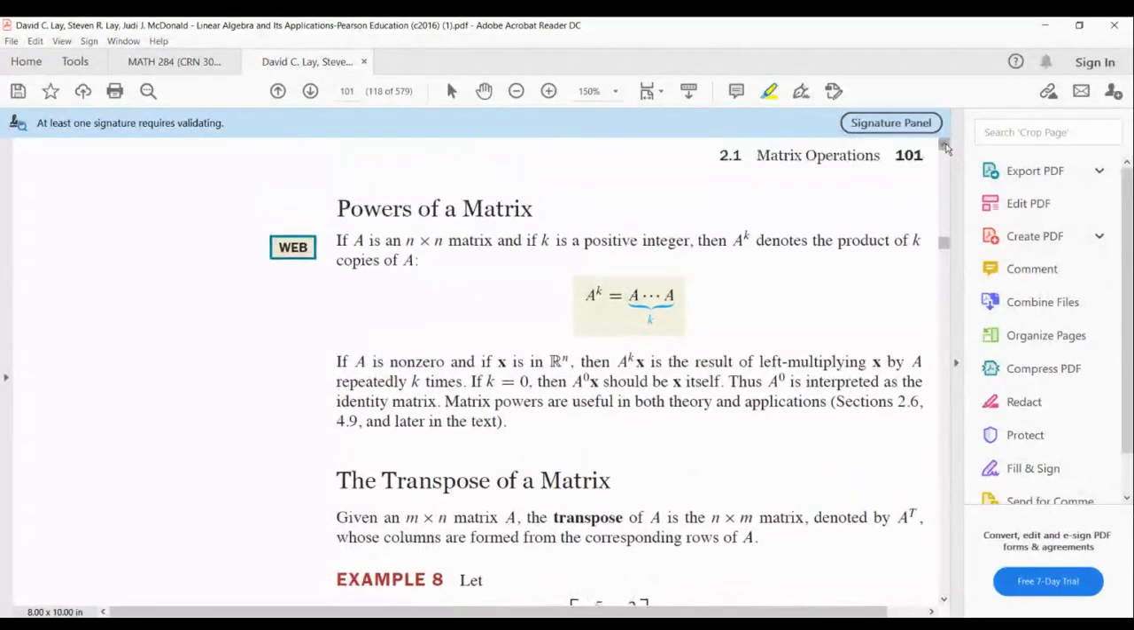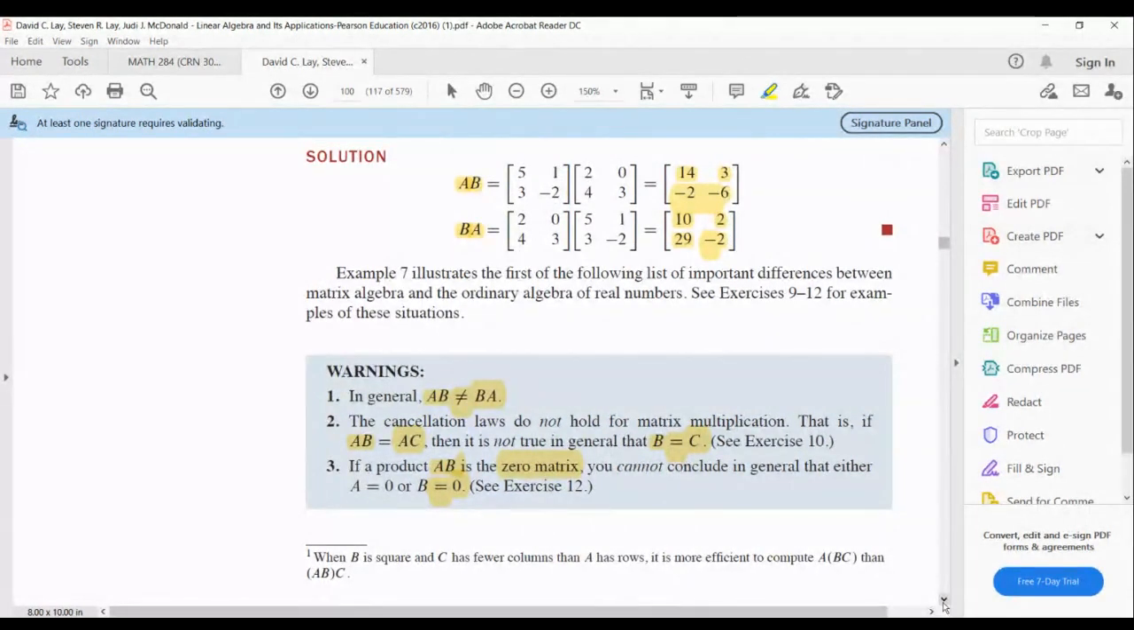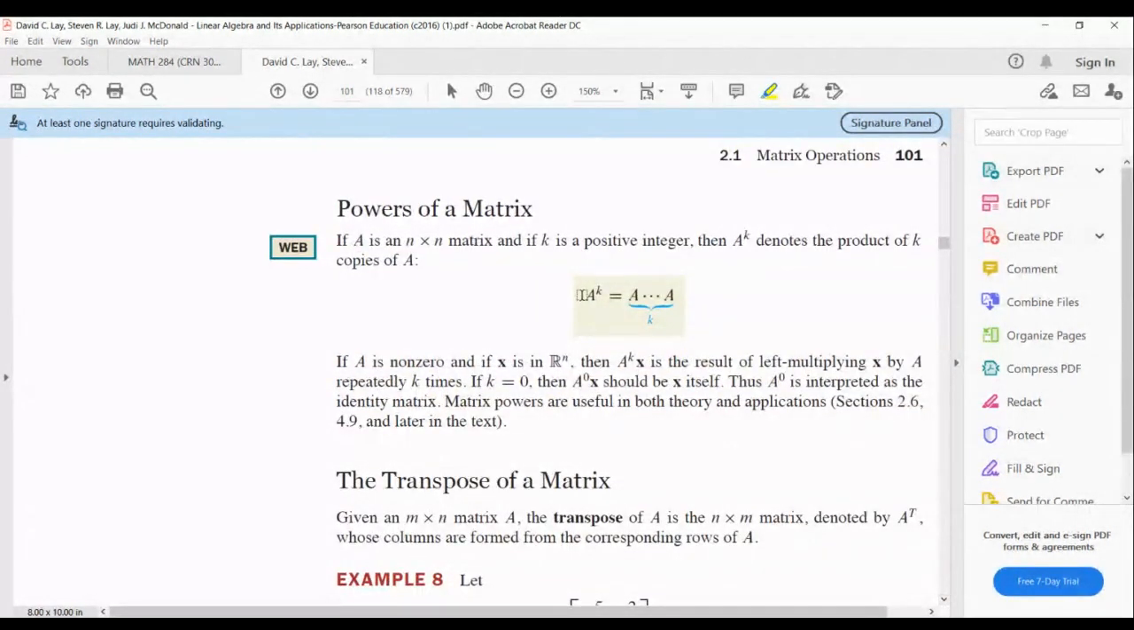So, powers of a matrix. If you have A to the kth power, we're assuming A is a square matrix. A square matrix means it's an n by n matrix, same number of rows, same number of columns. If you take that matrix A and raise it to the kth power, that just means taking A and multiplying it by itself k times. And if you have A to the 0th power, that's interpreted as the identity matrix. So matrix powers are important. They're useful in theory and applications, and you're going to see that later on.